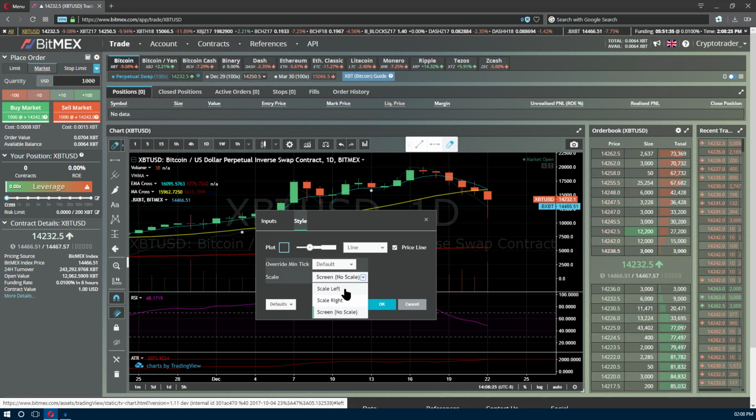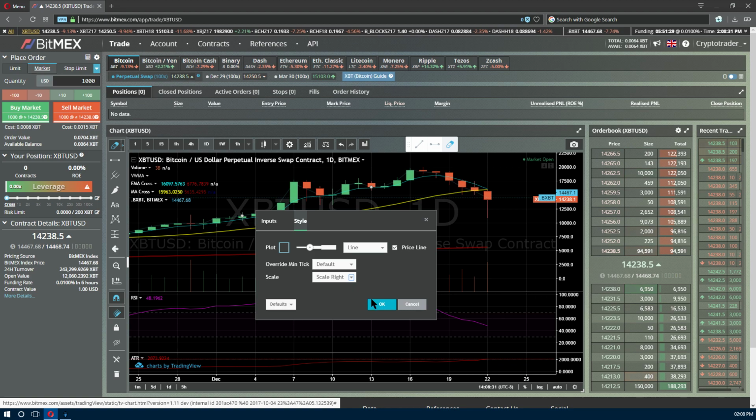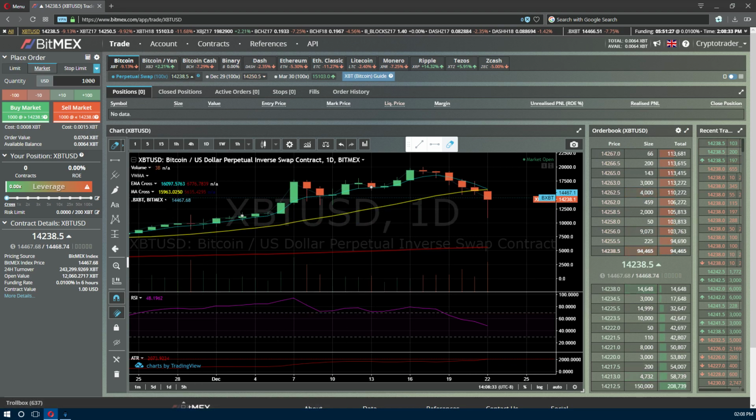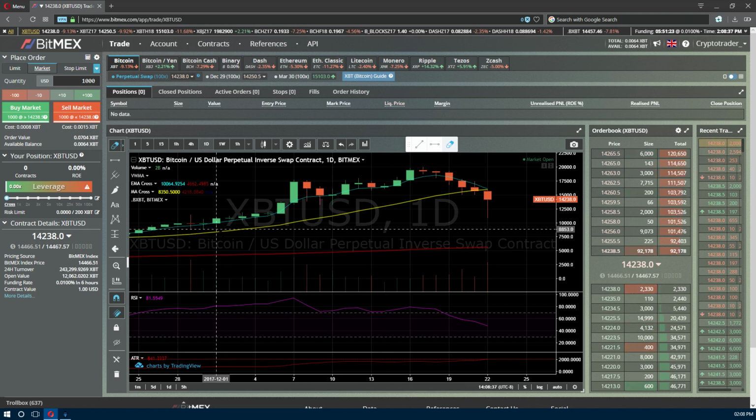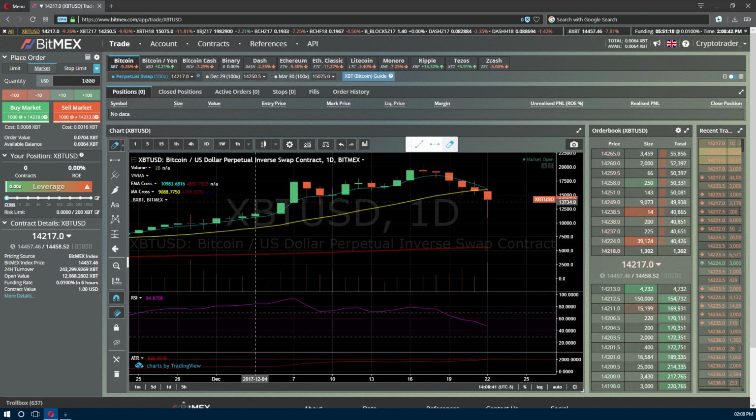I'm getting rid of this thing. It's in the way. Scale left. Scale right. All right, so let's just hide it for now. I might want to pull it back up if I need to check on something. There is no line going through here, but I'll put one just for visual sake.